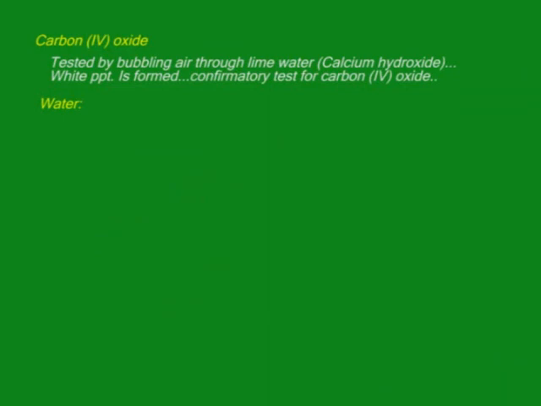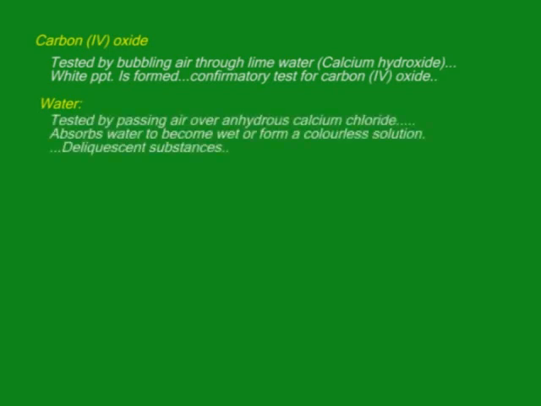We then look at water in the atmosphere, or water in the air. And water in the air can be tested by passing air over anhydrous calcium chloride. The solid absorbs water from the air, becoming wet or forming a solution if the amount of water is sufficient. Such substances that absorb moisture from air to become solutions are called deliquescent substances.